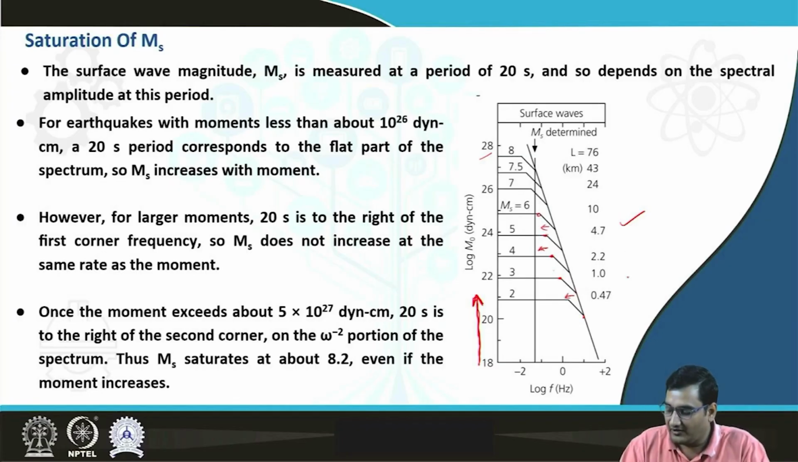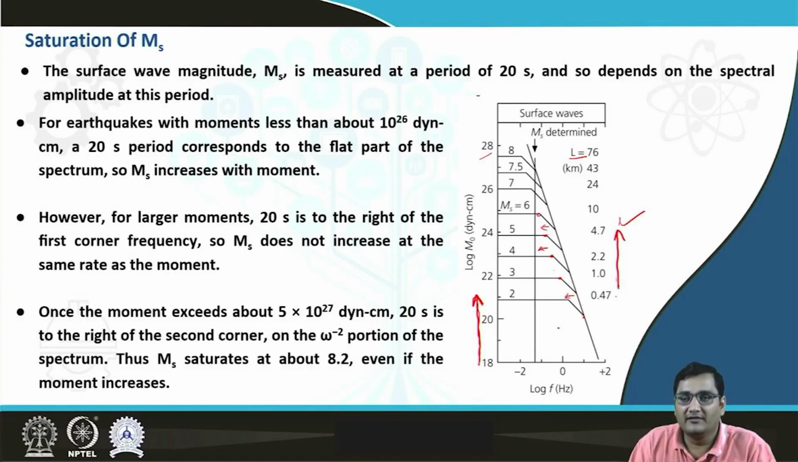Also that is shown here, the length of the fault is more as you go up in this direction. So larger earthquakes occur on a larger fault, and it will give you the larger moment, and then the corner frequency will move to the left. So this is what is written.